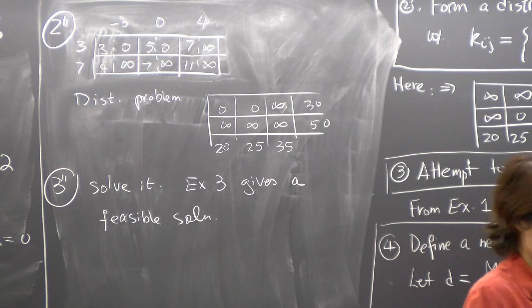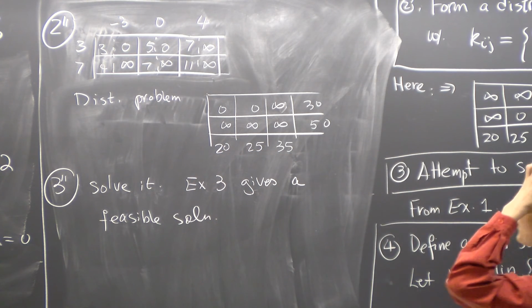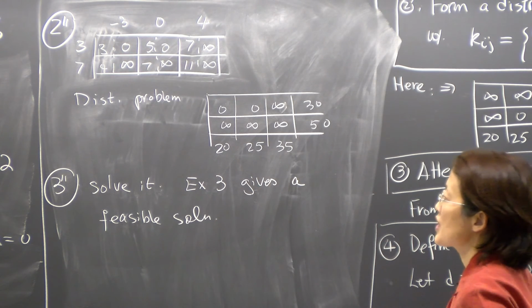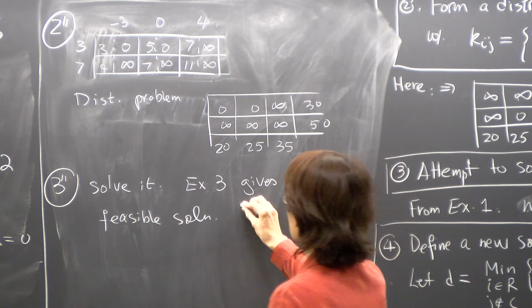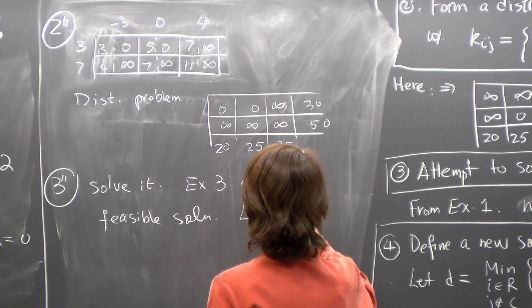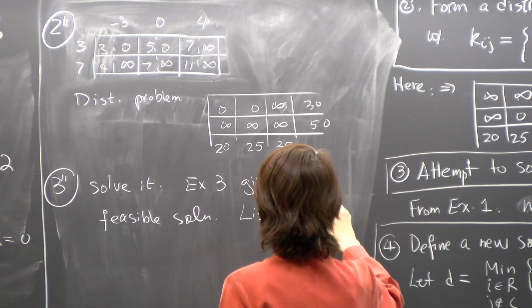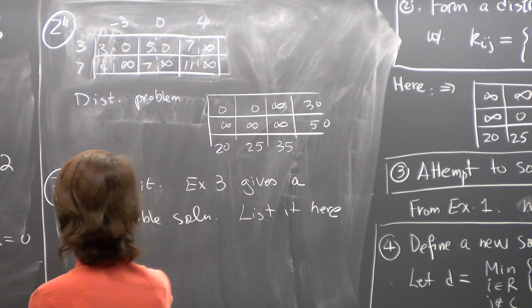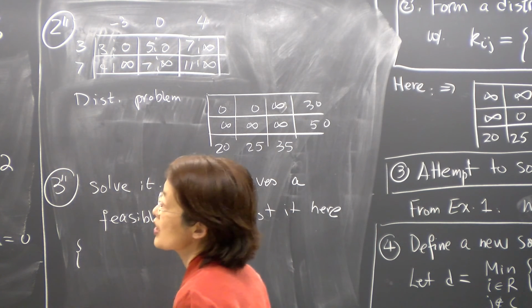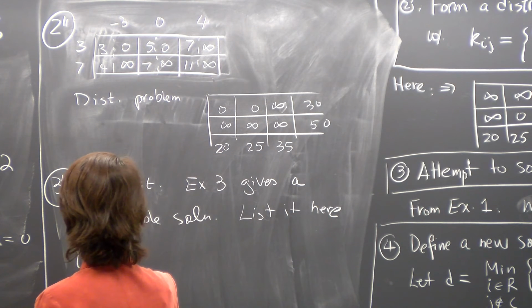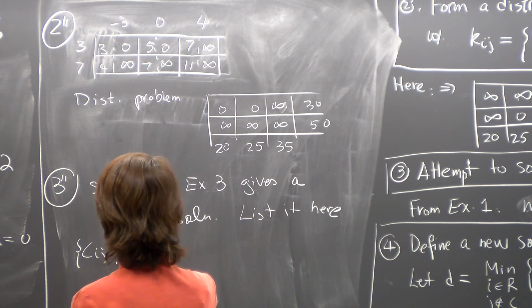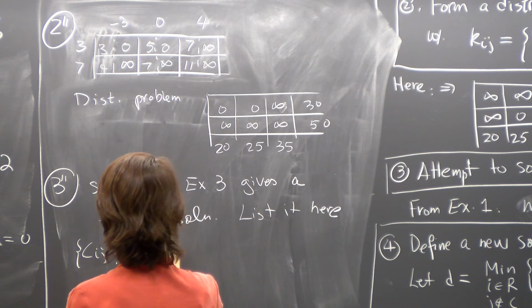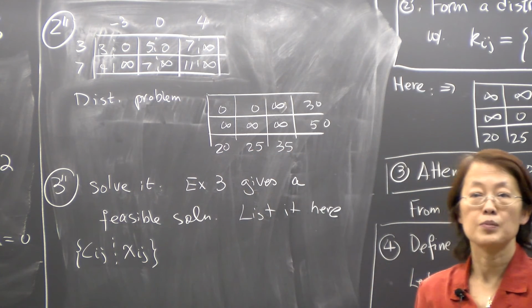Okay, so we have a feasible solution from example 3, which is listed there. Let's list it here in a table like this. In each cell of the table, I will put in the cost, Cij, and then right next to it is the schedule that we found is feasible.